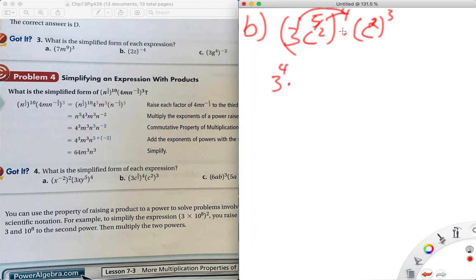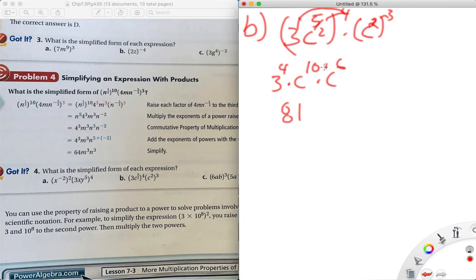Let's see. 5 halves times 4. So 4 divided by 2 is 2. 2 times 5 is 10. So this is going to be c to the 10. Or you can think of it as 20 divided by 2 as well. Then I multiply the 3 times the 2. So that's going to be c times c to the 2 times 3, which is 6. 3 to the 4th power, again, is 81. I guess they like raising 3 to the 4th in these problems.